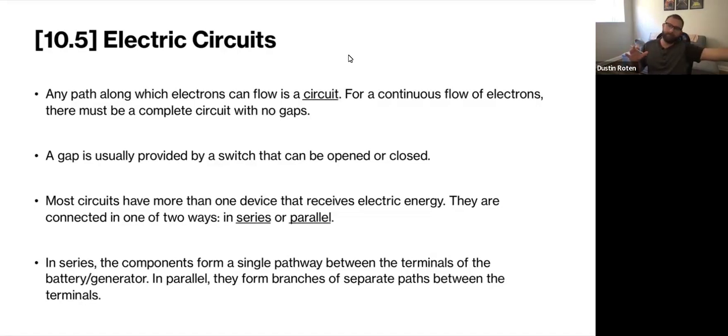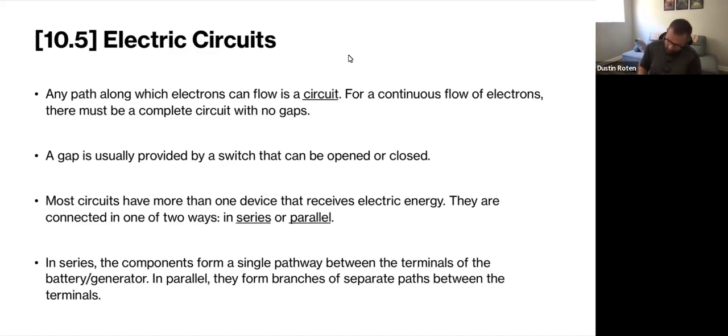If you think back many lectures ago, we started from just talking about charges on individual particles like electrons and protons. And then we've built our way up to talking about how they move, how they interact with each other. And we're going to end on actually how all this comes together and makes electric circuits. So any path along which electrons can flow is a circuit. For a continuous flow of electrons, there must be a complete circuit with no gaps.